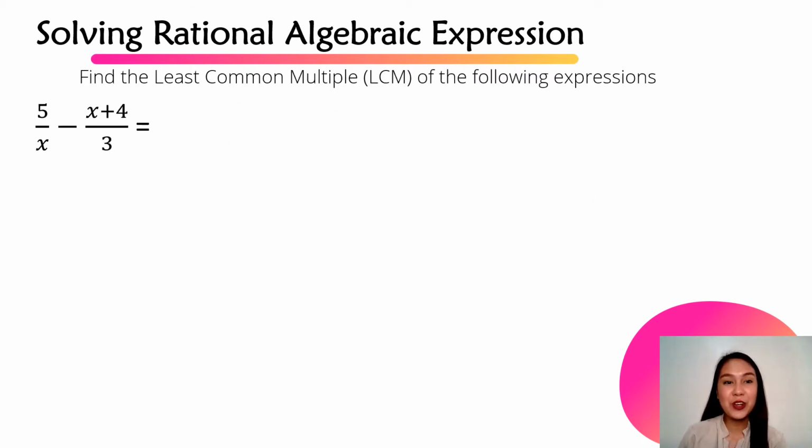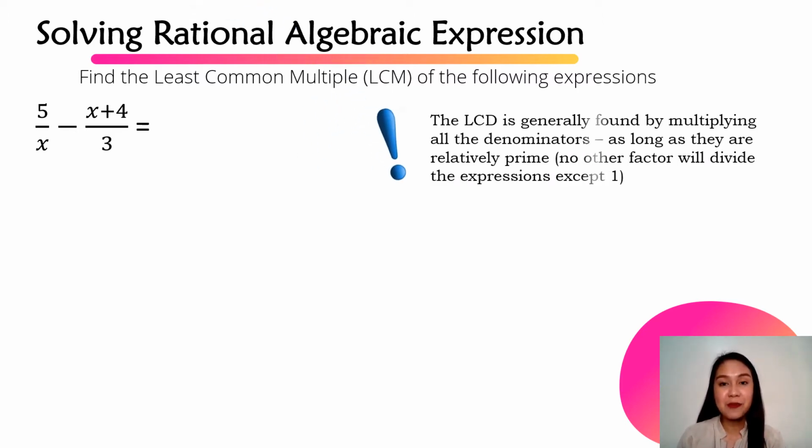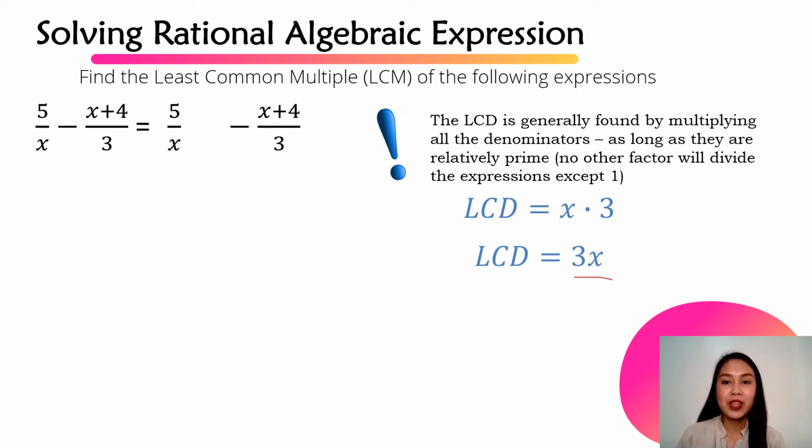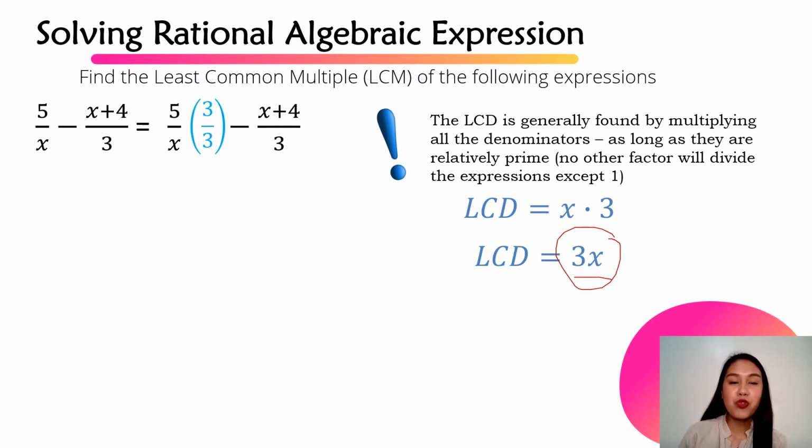Now let's consider another example of solving a rational algebraic expression. Suppose we have 5 over x minus x plus 4 over 3. Just like the drill, we have to find the LCD. Now for the LCD, x and 3 are relatively prime, so we just have to multiply the two, x times 3. Now the LCD will be 3x. This will be the new denominator of our expression. To make the expression have the new denominator 3x, we have to multiply 3 over 3 to 5 over x and multiply x over x to x plus 4 over 3.